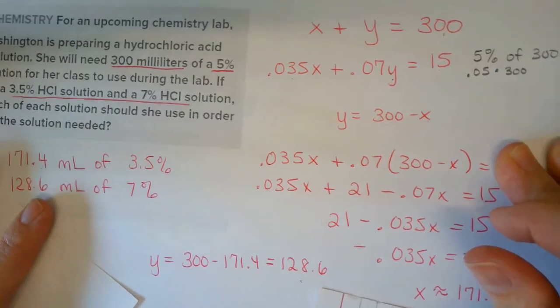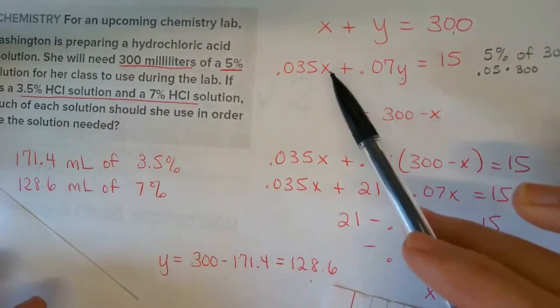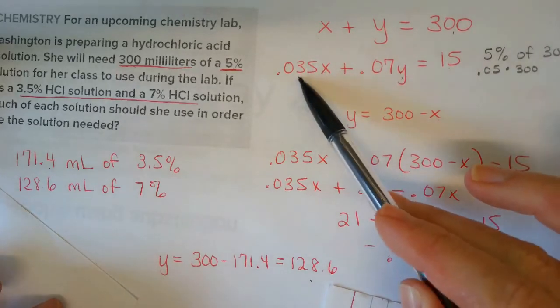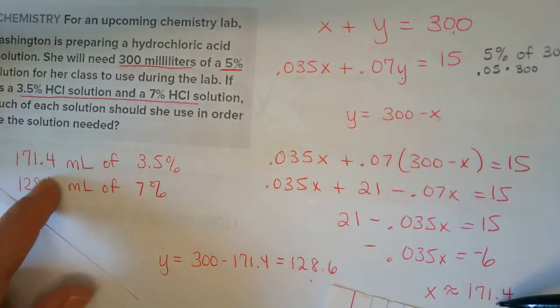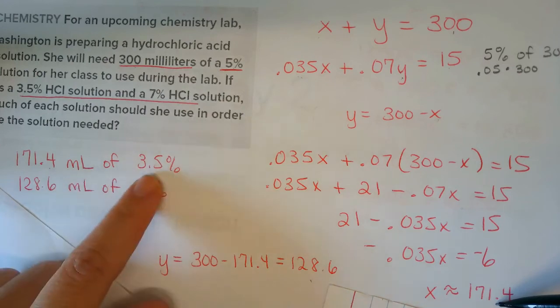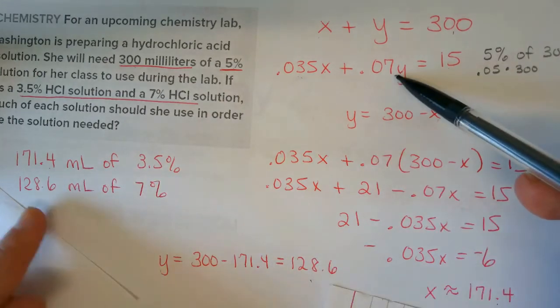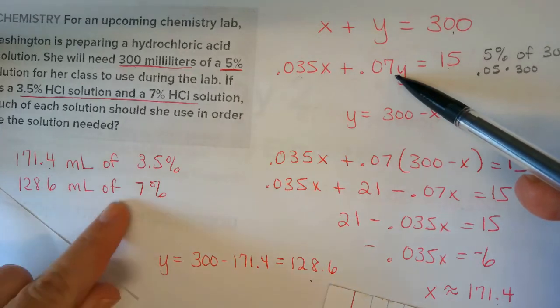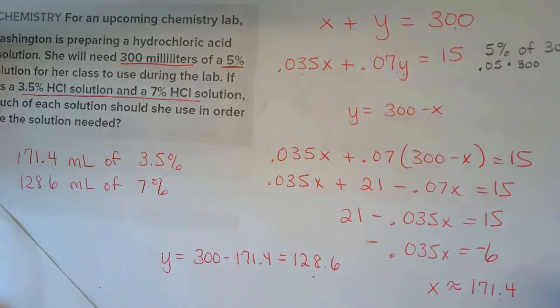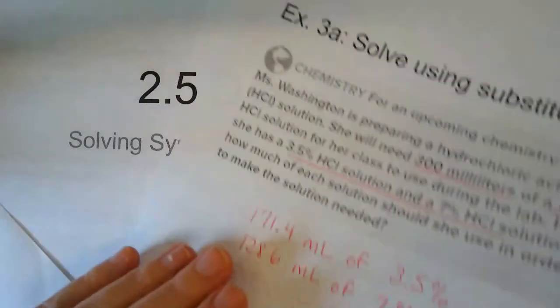Now the tricky part is making sure you remember which one is which. So my x went with the 0.035. So that means this number was how many milliliters I needed of the 3.5%. And the y went with the 7%. So the 128.6 is how many milliliters I needed of the 7%. Pause the video and try this next question.